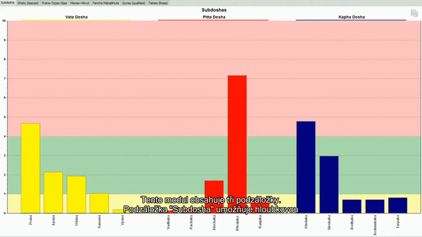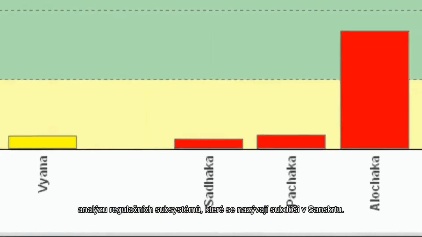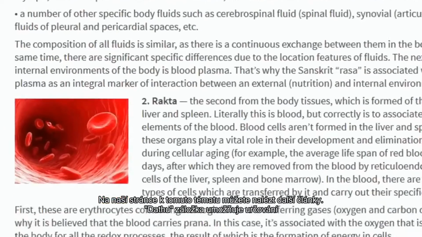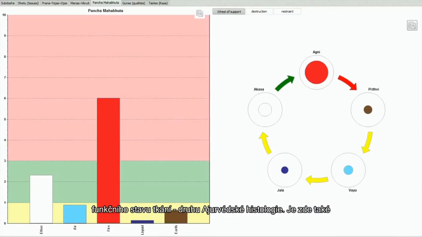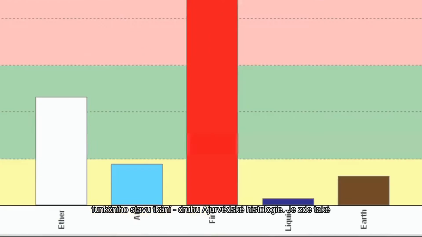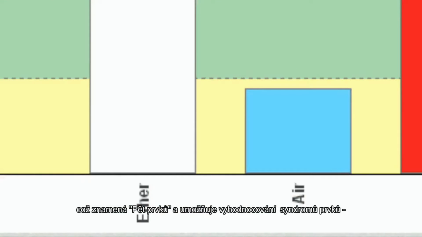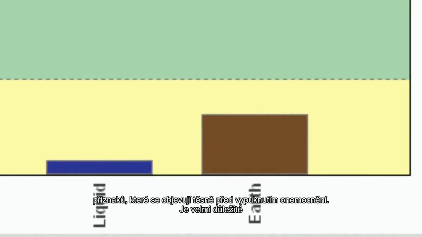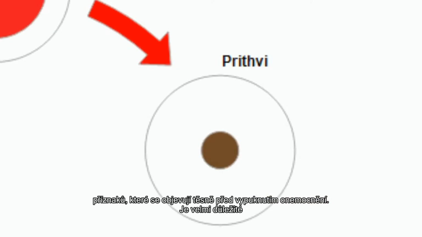This module includes 3 tabs. Subdosha tab allows for an in-depth analysis of regulation subsystems, which are called subdoshas in Sanskrit. On our website, you can find articles about it. Dhatu tab allows determining the functional state of the tissues, sort of the Ayurvedic histology. There is also Pancha Mahabhuta tab, which means 5 elements, and allows evaluating the elements' syndromes, the signs appearing just before the course of disease.